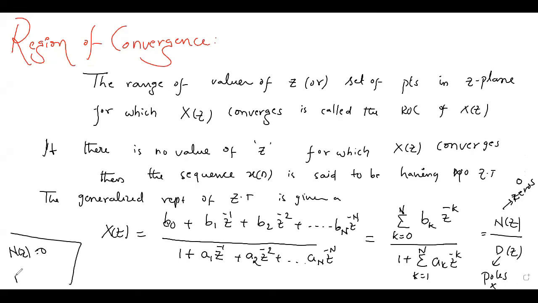Similarly, roots of denominator, how do we find? By equating denominator to 0. Roots of denominator are known as poles. Copied this? Shall I go for the next concept? Do you want me to repeat any point?